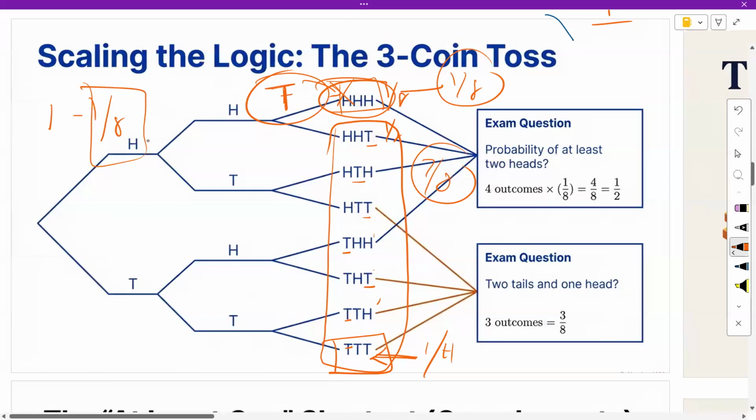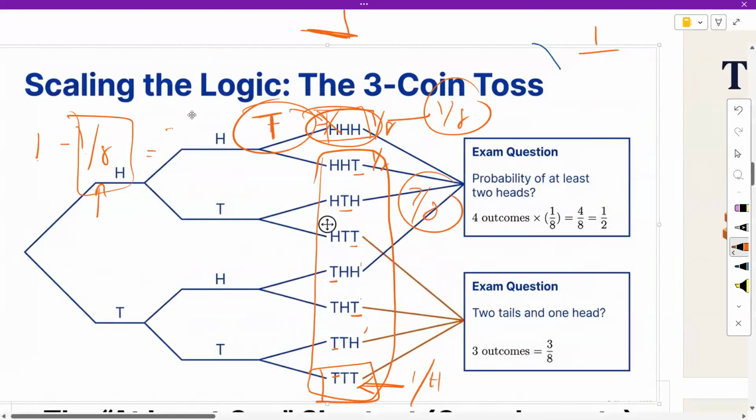What is this? All 3 heads. It means no tails. The probability of getting no tails equals 1 over 8. So therefore, the probability of getting at least one tail is 1 minus 1 over 8, equal to 7 over 8. It is the complement. We know the total probability and we deduct the complement.